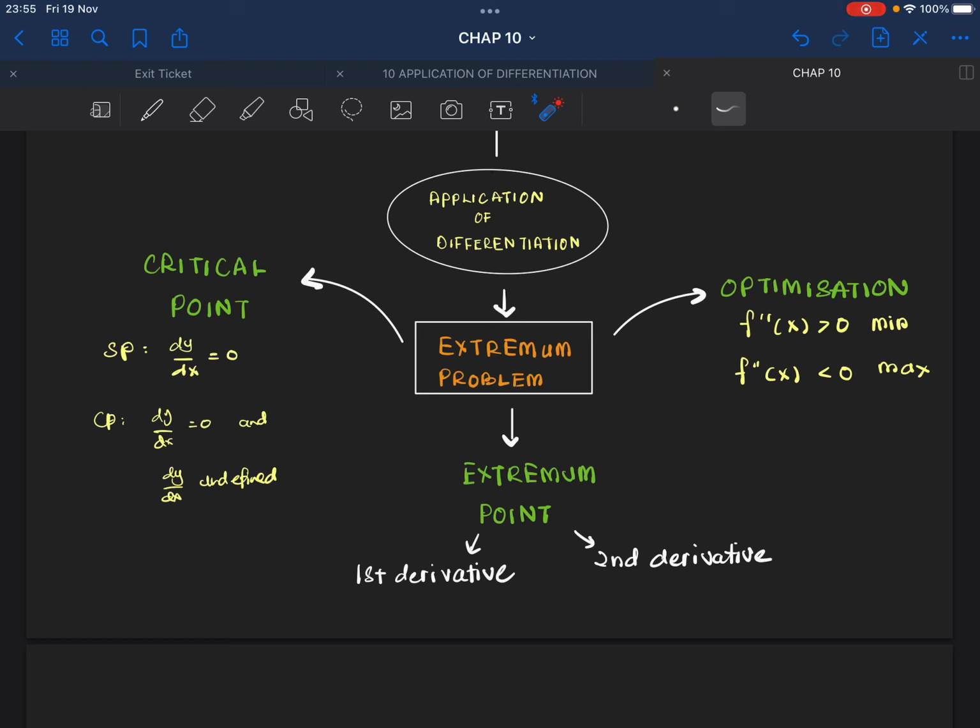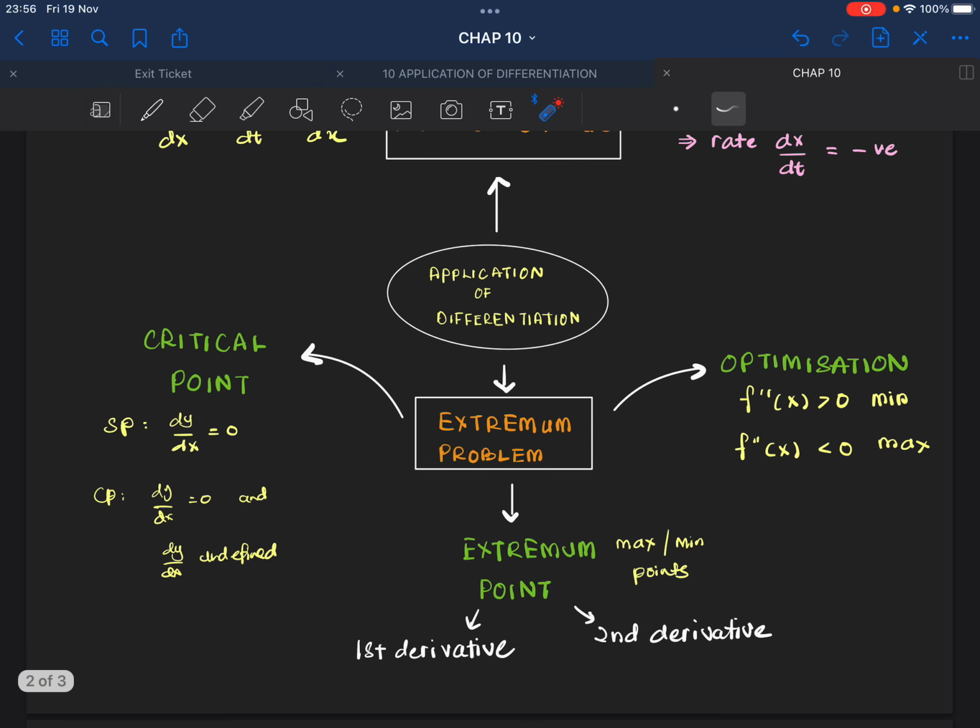how to find extremum point. So what is an extremum point? An extremum point is basically a maximum or minimum point. Okay, so maximum and minimum points. So the critical point that we have already found, when we did dy over dx equal to 0, we are going to identify whether the point is a maximum or minimum. There are two methods to find extremum point, which is by using the first derivative and using the second derivative.